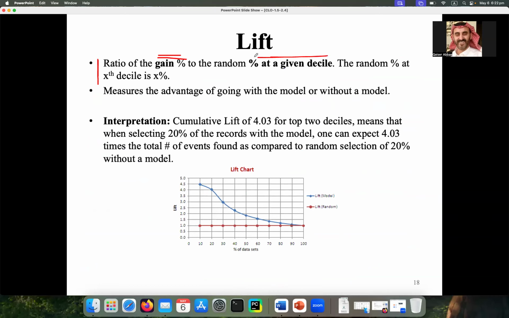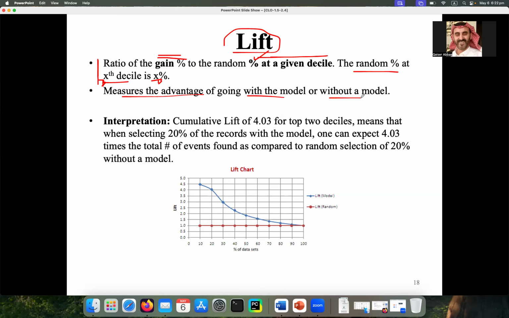And how can you get this percentage of a given decile? It is also mentioned here that the random percent at x decile, for example, if it is the second decile, then it would be 20%. If it is 1, then it would be 10%. If it is 3, then it would be 30%. This is what it means. And this lift will measure what?